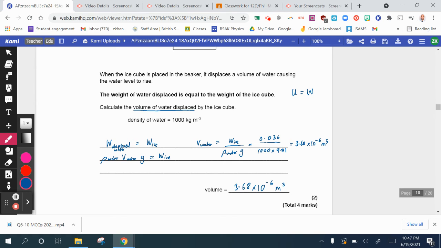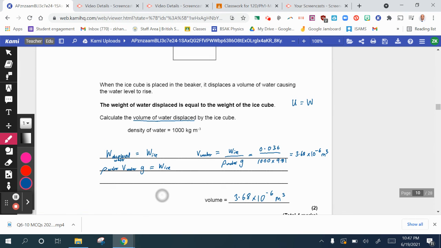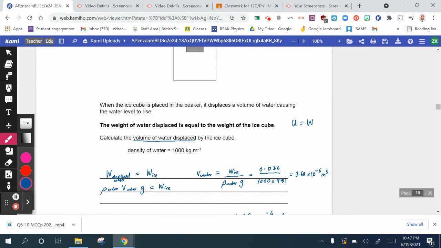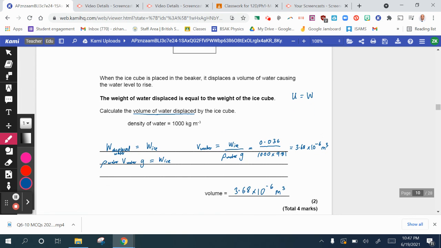So the only unknown is the volume of water. So I rearrange, and the weight of the ice cube is 0.036 newtons. The density of the water is 1000 times by 9.81, and that is 3.68 times 10 to the minus 6 meters cubed. So we know that the forces are balanced and the weight of the water displaced is equal to the weight of the ice. That there is the big hint, and that's where we start. And then when we expand out, we get to this point and our answer there.